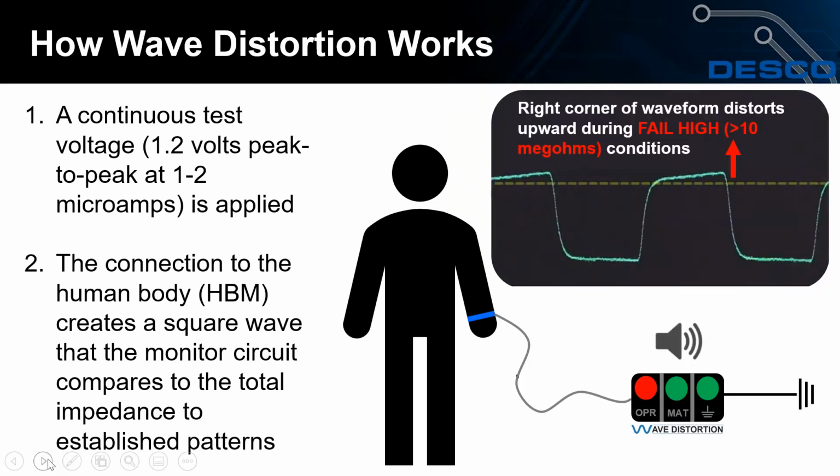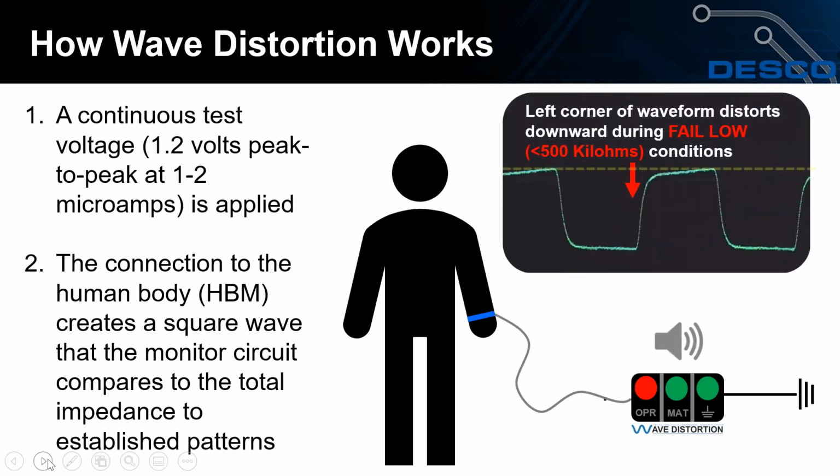Now, if I were to have a high resistance situation, that might be a broken coil cord, your cord fell off your wristband, dry skin, something like that. What happens is that wave gets distorted, and you can see right there, that peak is going up above that dotted line. That's where the distortion part comes in, wave distortion. So this is a fail high reading, above our upper 10 meg or so limit of the impedance monitor.